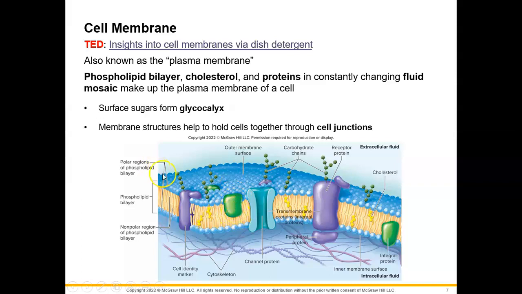On the external surface of all of our cells, there are carbohydrate molecules bound to proteins. These are known as glycoproteins, and bound to lipids known as glycolipids. These surface sugars form the glycocalyx of the cell. Inside the cell, the cytoskeleton anchors to the plasma membrane, providing stability and structure to the cell.